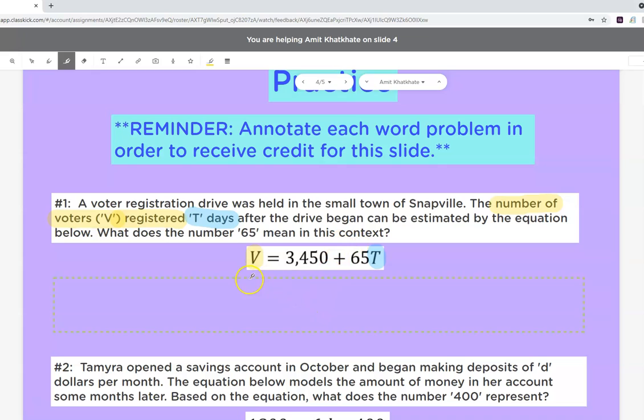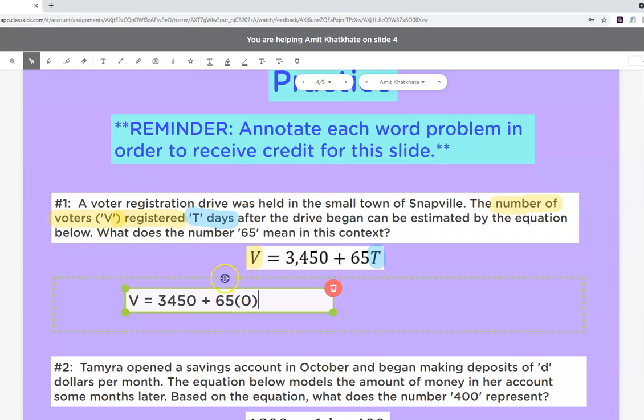Okay, and now let's just pretend that it's before the drive begins, which means it's what? 0 days, right? So 0 days before anything begins means I would put a 0 in for this T, which means 65 times 0 makes it 0, right? Let me write that out a little bit here so y'all can see it. So basically I'm at V equals 3450 plus 65 times 0.